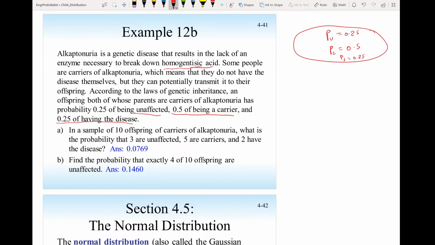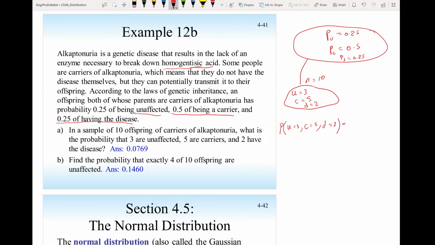Now in a sample of 10 offspring, so the parents have 10 children, and the parents are carriers of this disease. What is the probability that 3 are unaffected? So U is 3 unaffected, 5 are carriers, C is 5, and 2 have the disease, and D is 2. We want to know the probability. So the probability U equals 3, C equals 5, D equals 2. I'm not calling them x1, x2, x3.